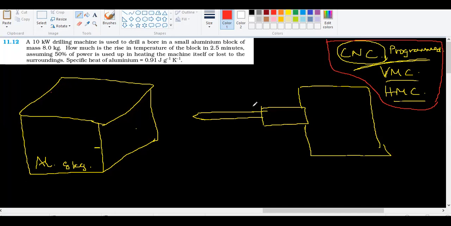Why I'm saying all these things, even though it looks like separate engineering fields: computers are used in automobiles, electronics and electrical engineering are used in automobiles. So everything will be coming together.